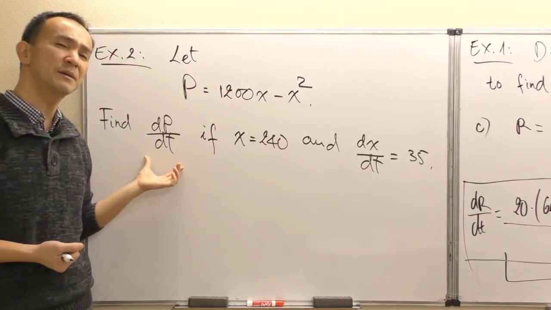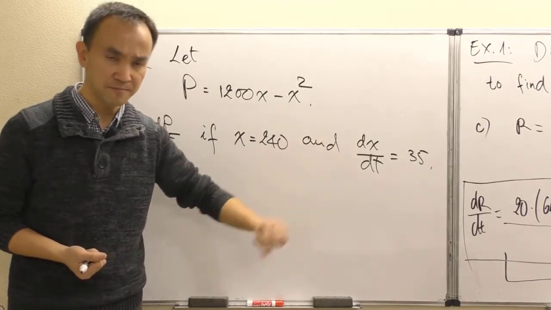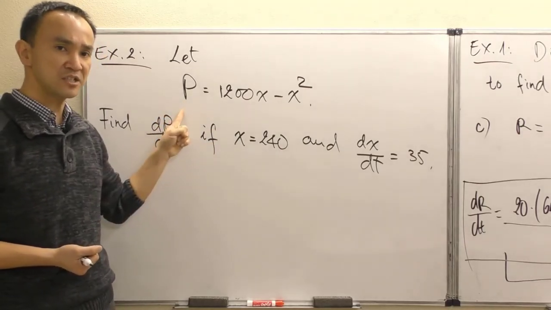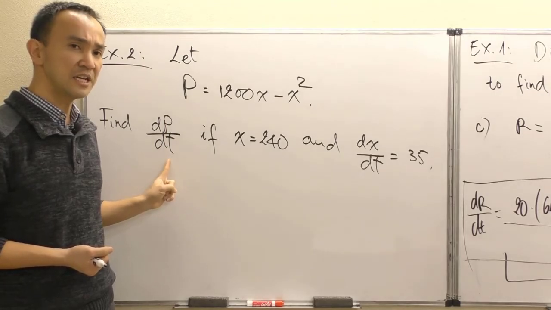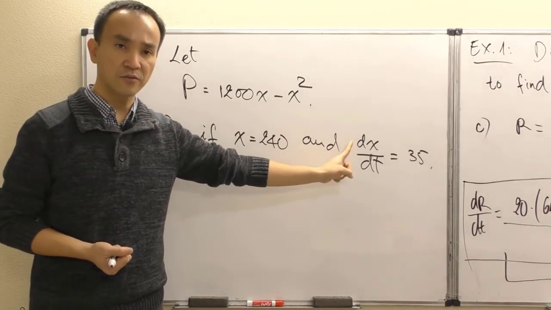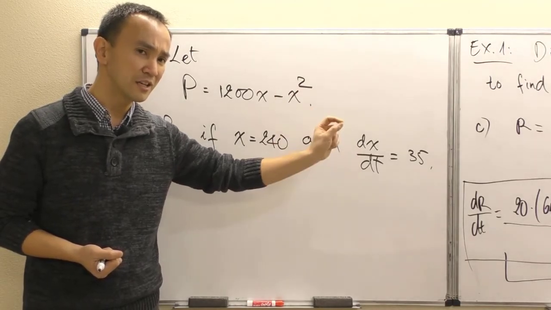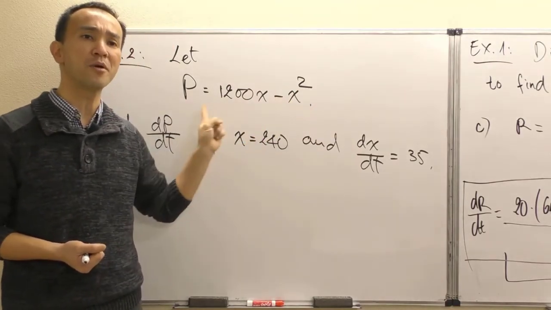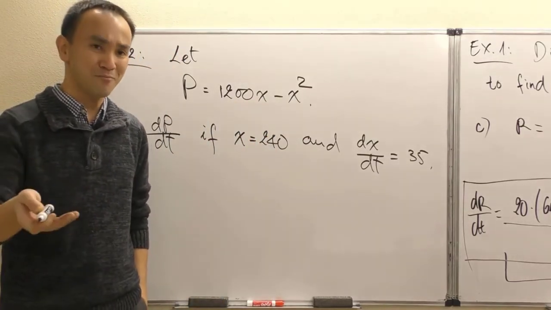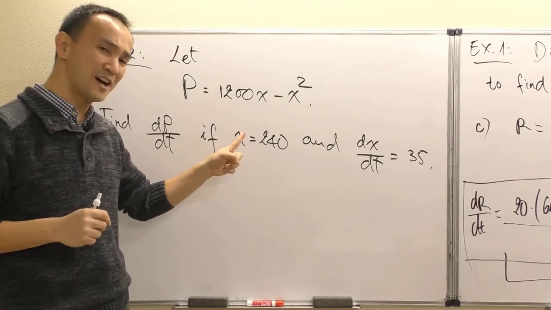But the question is looking for dp dt, and the given information is dx dt. These are rates. We want to measure how fast p is changing per the change in the variable t, and we are given the rate of change of the x variable with respect to t. But critically, the t variable is not anywhere present in this equation. It's just not.